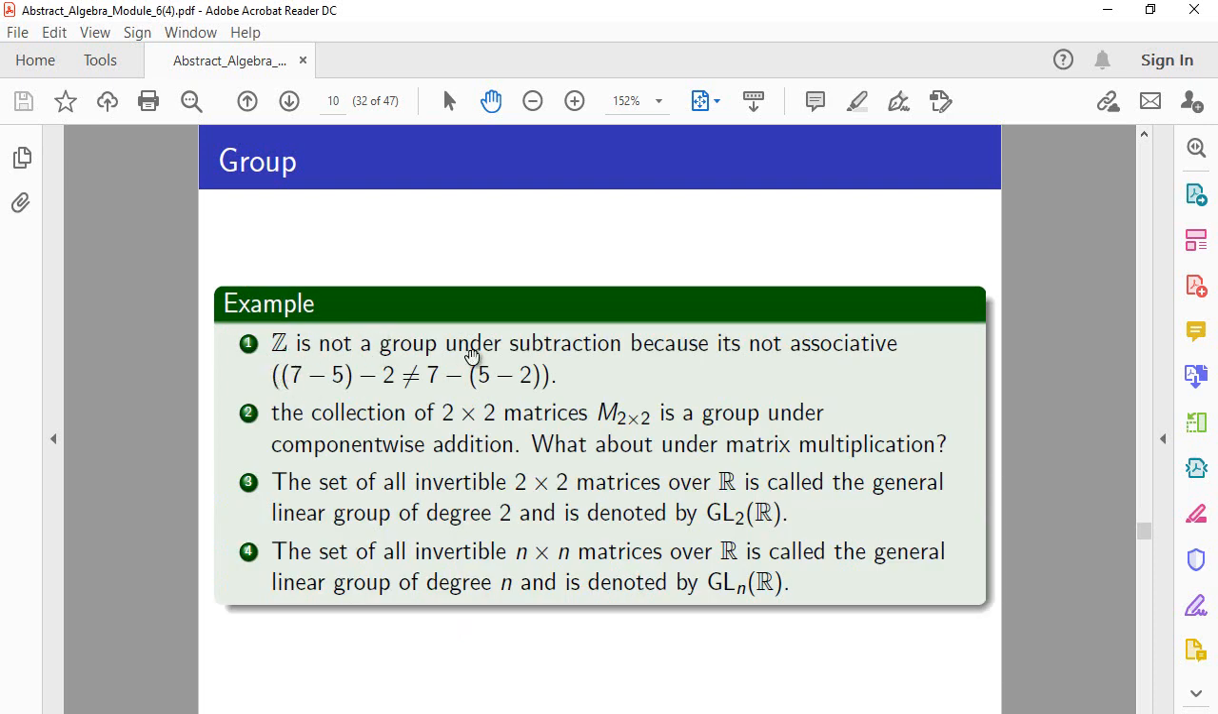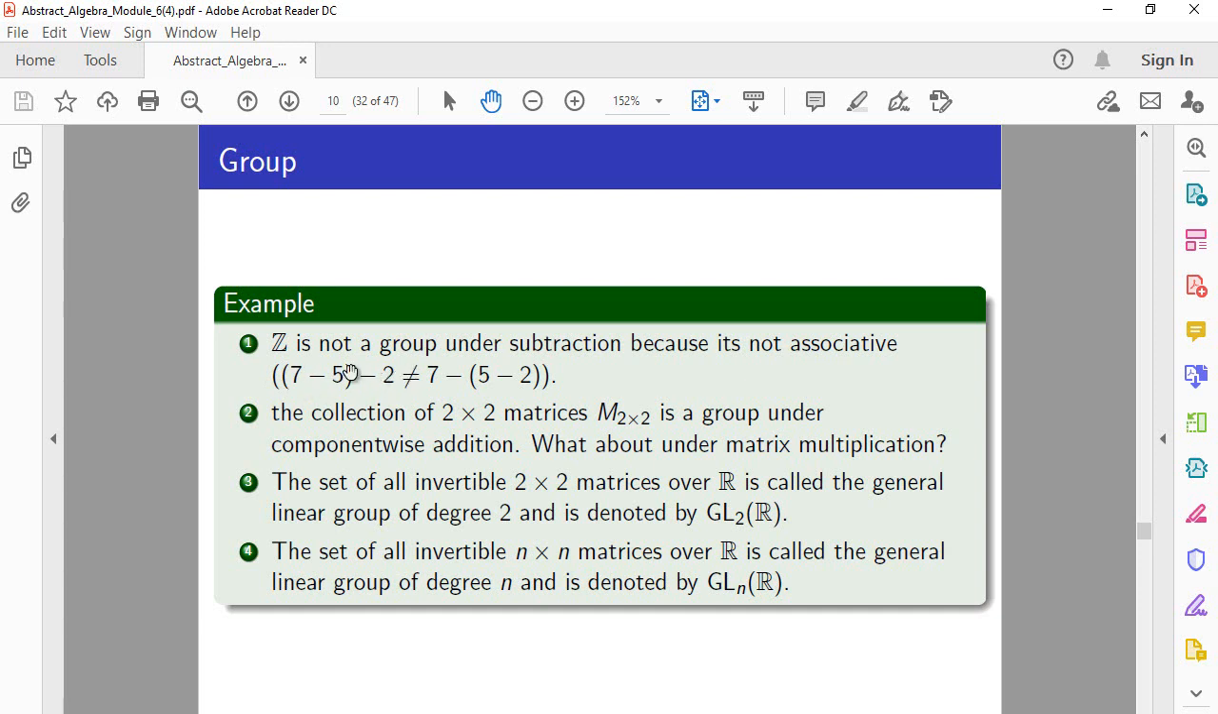Z is not a group under subtraction because it's not associative. So for example, if I have the three numbers 7, 5, and 2 and I'm subtracting these three numbers, notice that it does matter where I put the parentheses. If I put the parentheses around 7 and 5, then minus 2, then 7 minus 5 is 2, and 2 minus 2 is 0.